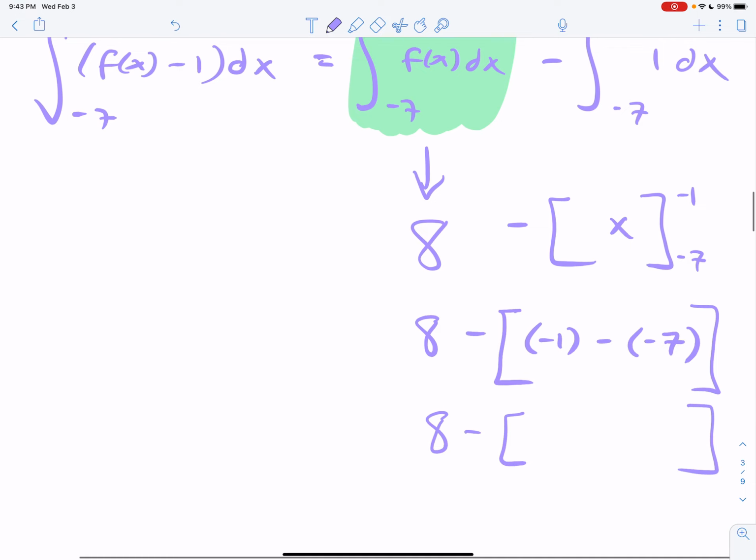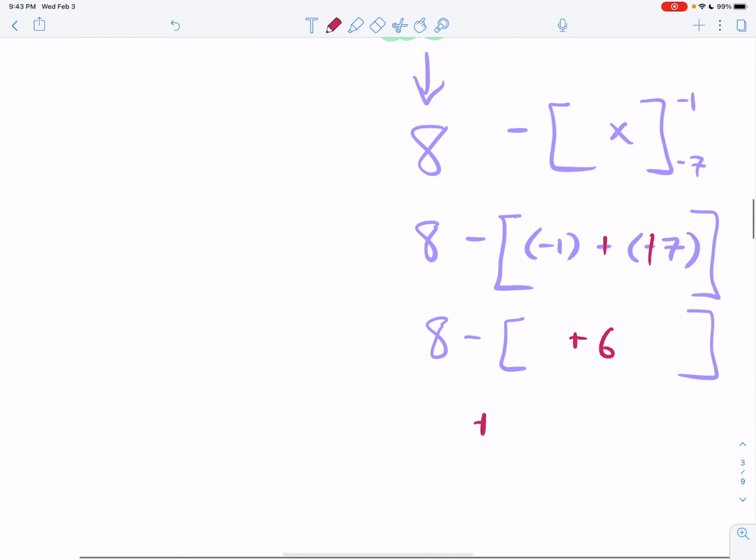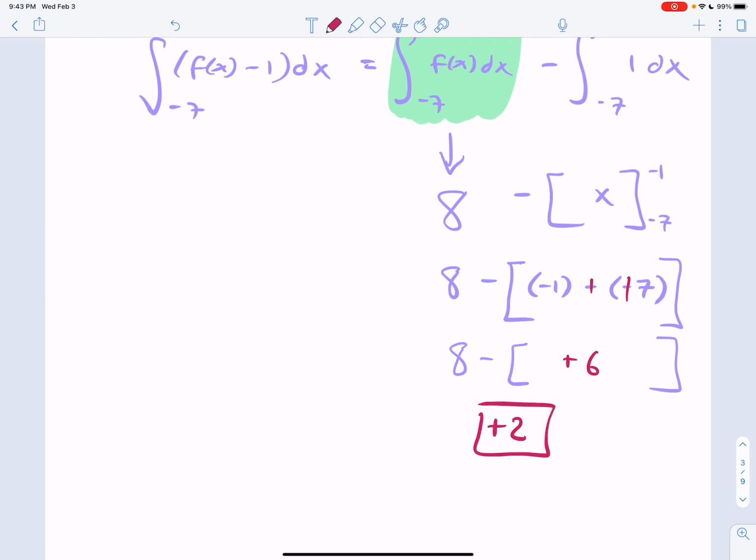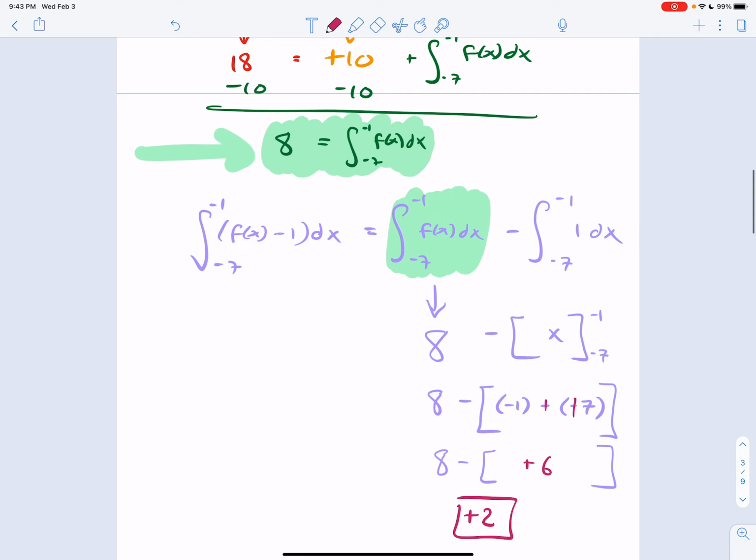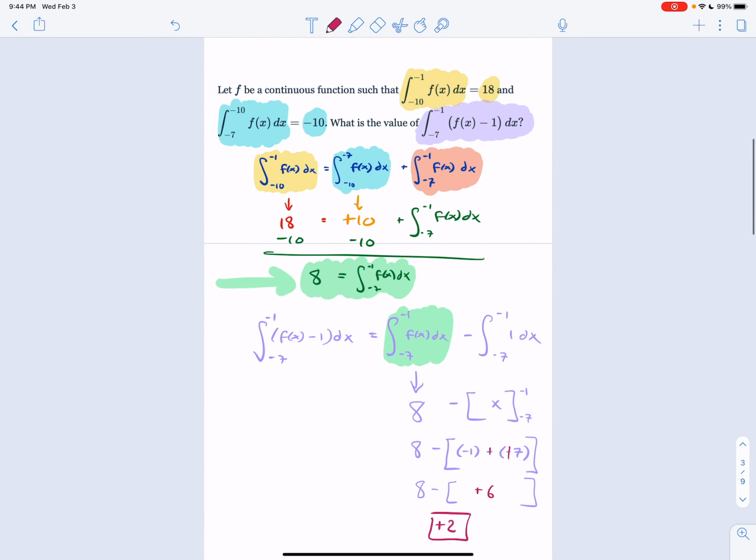This is just small details. You end up getting a positive 6, and 8 minus a positive 6 will get you a positive 2. I went through that in a lot of great detail, but obviously when you do it, you're going to be able to see the parts and cut some corners there.